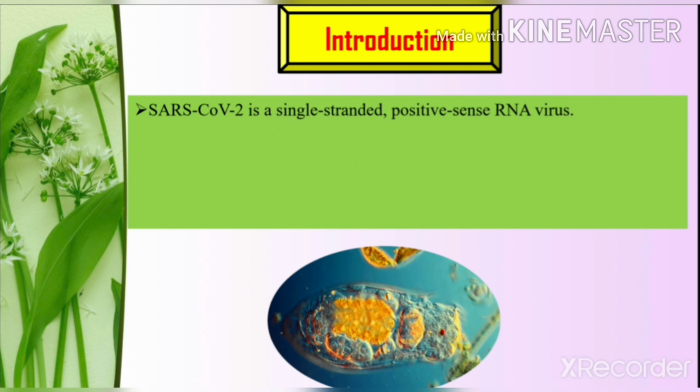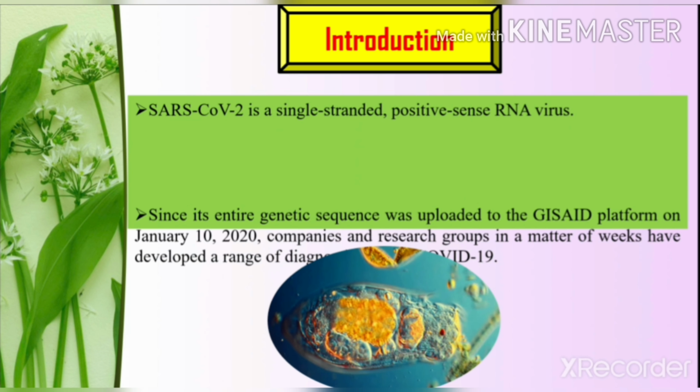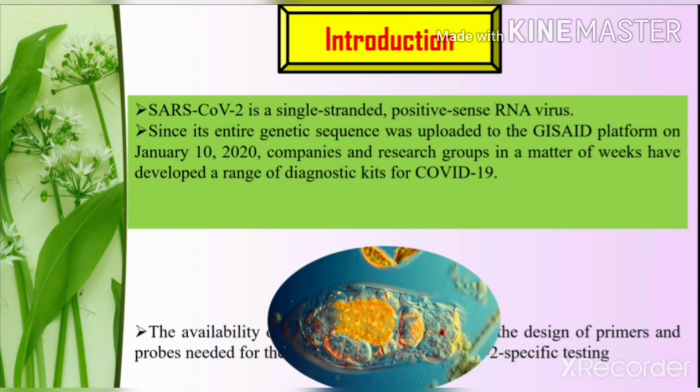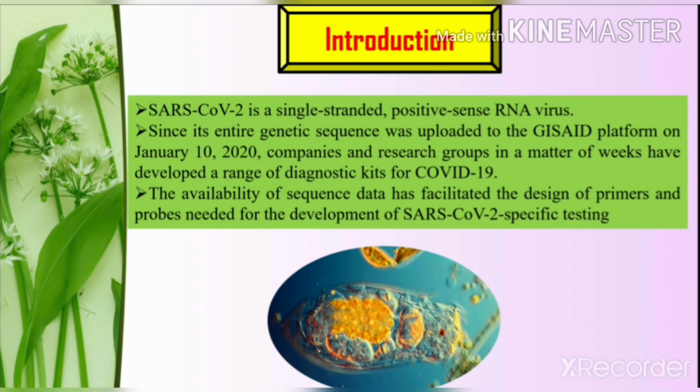Introduction. SARS-CoV-2 is a single-stranded positive-sense RNA virus. Since its entire genetic sequence was uploaded to the GISAID platform on January 10, 2020, companies and research groups in a matter of weeks have developed a range of diagnostic kits for COVID-19. The availability of sequence data has facilitated the design of primers and probes needed for the development of SARS-CoV-2 specific testing.